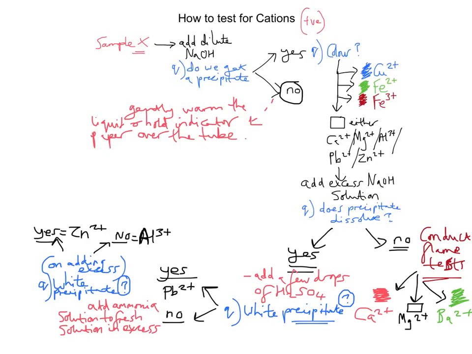Now, we need to look at whether that indicator paper turns blue. So that's the question we're going to ask. Does the paper that we're holding turn blue? Sorry, a bit of an unusual circle there. Don't know what happened there. Now, if the answer to that question is yes, if the paper does turn blue, then what we've identified is NH4+.